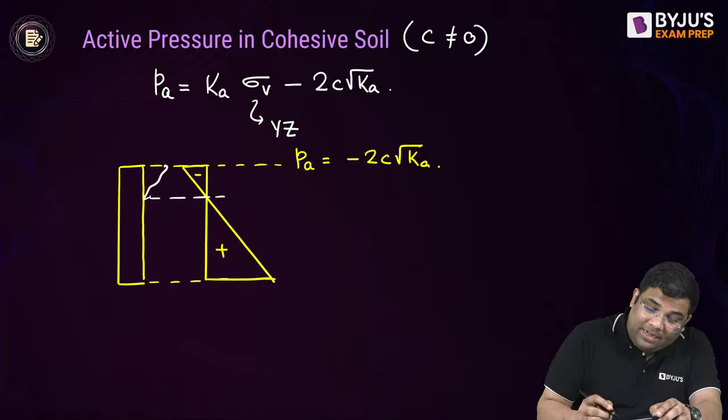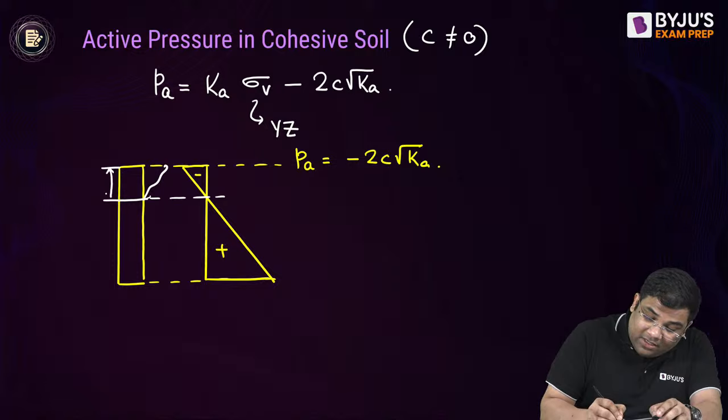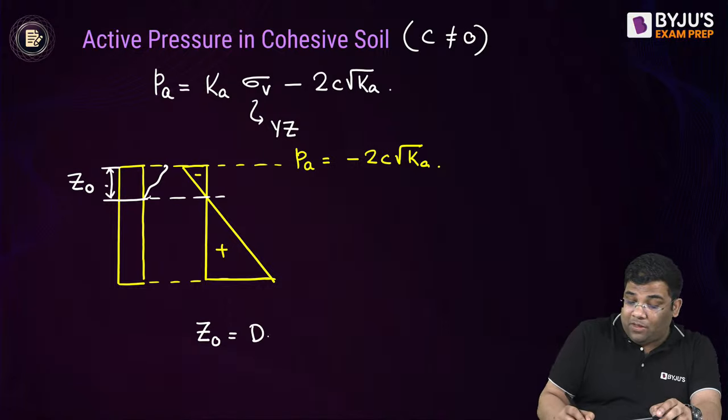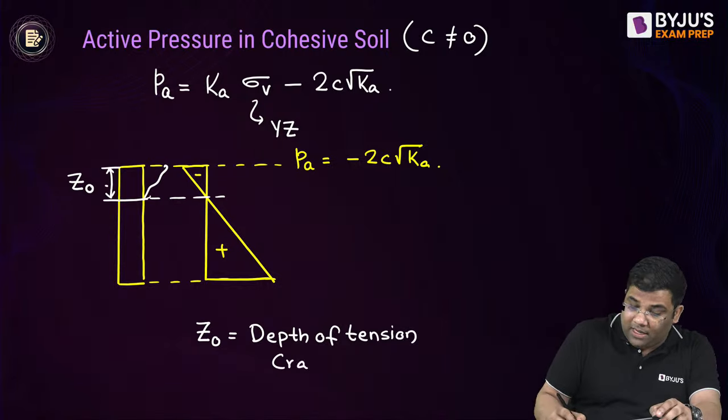Due to this negative earth pressure, there will be development of tension cracks, and this depth is known as Z0. What is Z0? Z0 is the depth of tension crack.